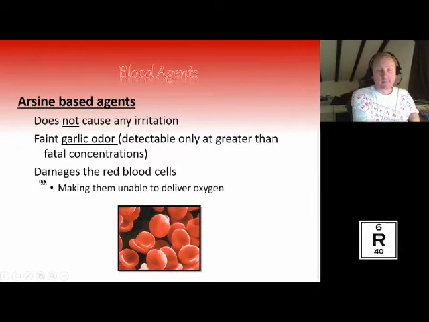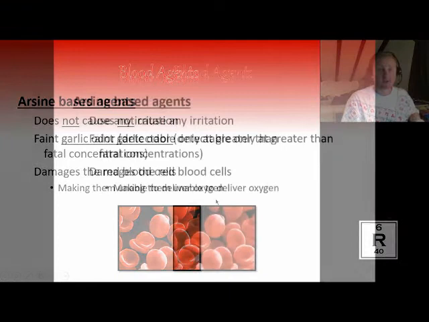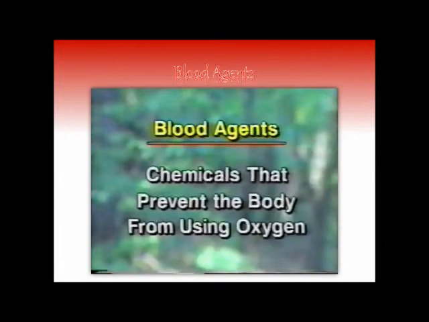Anyways, what the arsine blood agents do is they damage red blood cells. So instead of damaging the mitochondria, they damage the actual red blood cells, making them unable to deliver the oxygen throughout your body. Which are chemicals that prevent the body from using oxygen.